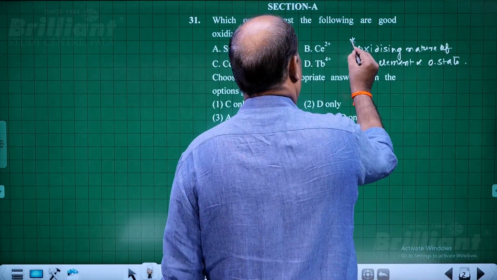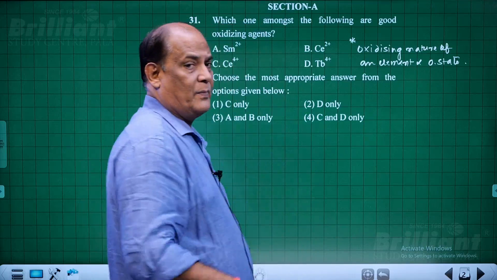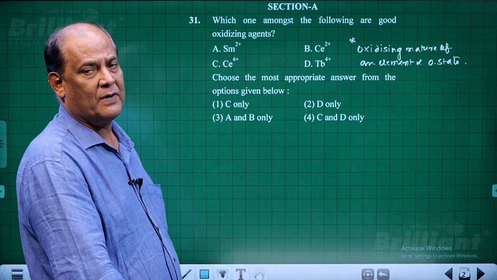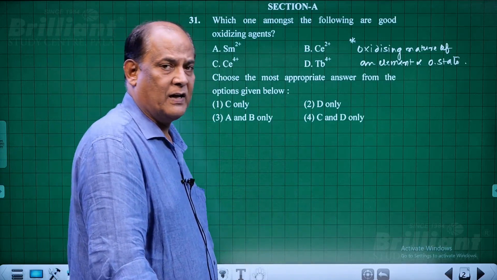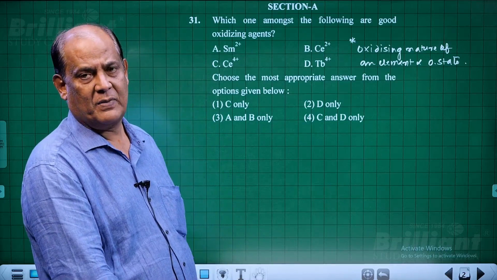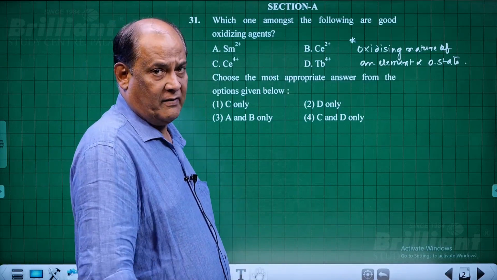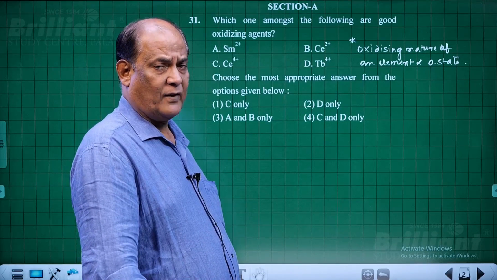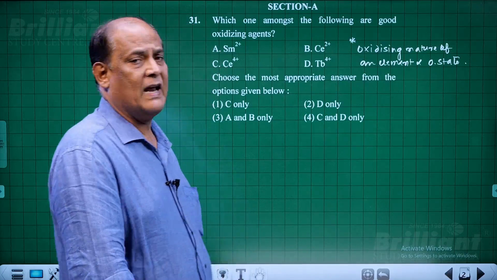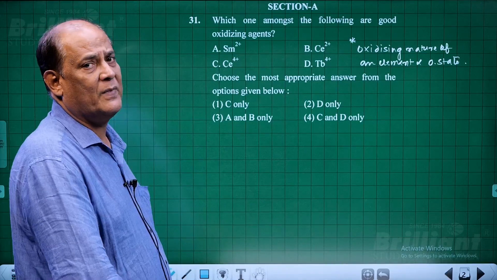So here, especially lanthanoids and actinoids, they belong to third group elements, general oxidation state plus 3. More than plus 3 whenever it is there, because generally they exhibit plus 3, plus 4, plus 5, plus 6, plus 7. Actinoids plus 2 also there. That's why you have to consider these lanthanoids and actinoids. They have variable oxidation state like d block elements.